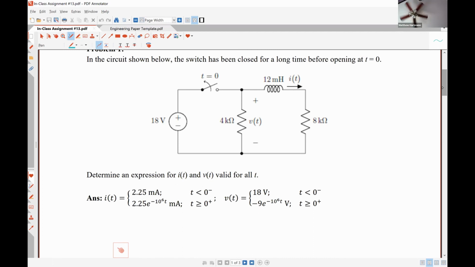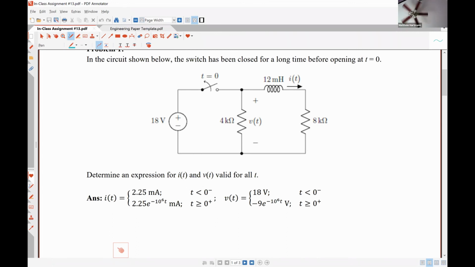When that switch opens, the source is no longer contributing anything, and all of the energy stored by that 12 millihenry inductor will be dispersed and converted to heat through the 8 kiloohm resistor and the 4 kiloohm resistor. So it's a natural response problem when the source is taken out of the circuit. That makes our analysis a little bit easier. It's not significantly easier than a total response problem, where sources are switched in. It just eliminates one step of the analysis process.